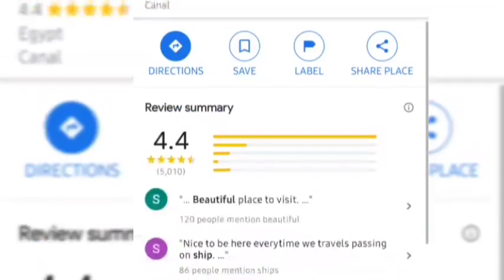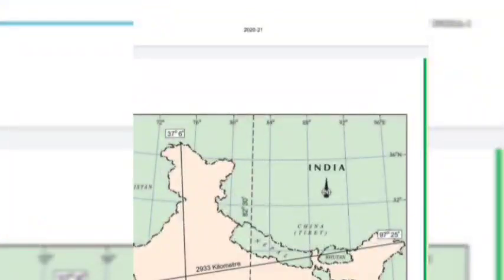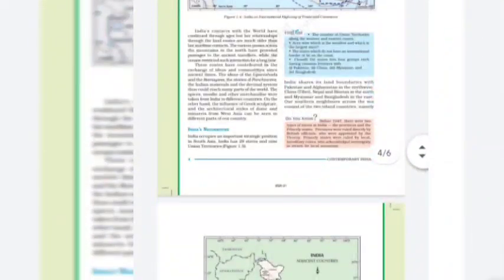You can see how the ships move from here to there. The path is narrow, but it reduces the distance by 7,000 kilometers. You can see this is how the ship moves. So fuel is also saved, and time is saved.